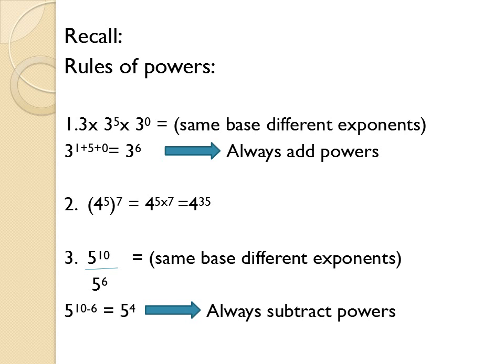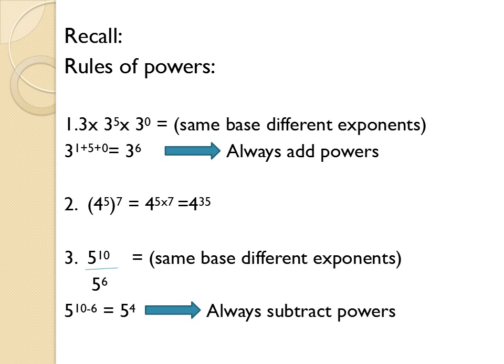First, when we have the same base but different exponents, we should add the powers. Like here, 3 times 3 power 5 times 3 power 0. Here we have the same base but different powers, so we should add the powers. It becomes 3 power 1 plus 5 plus 0, equal to 3 power 6.